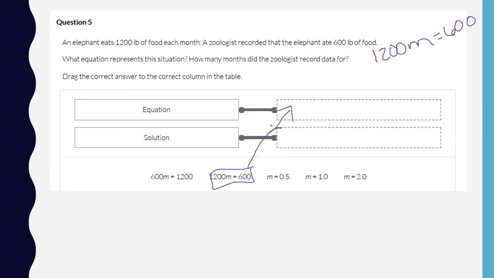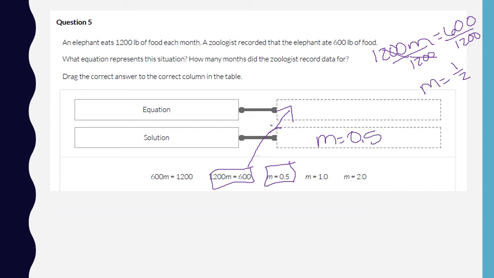So to solve, we're going to have to divide both sides by 1,200. When I do this and I simplify that fraction, I get 1/2 or 0.5.